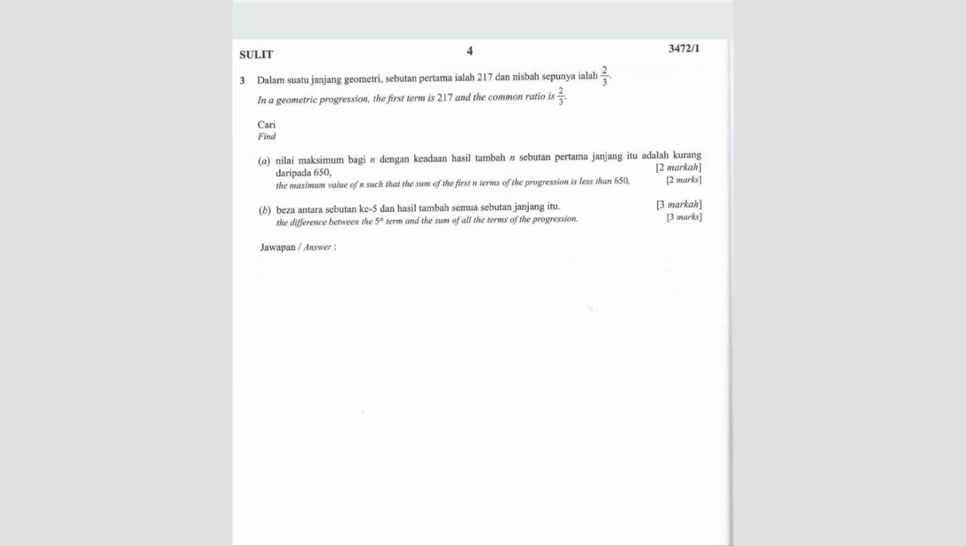In a geometric progression, the first term is 217 and the common ratio is 2/3. So from here we know A is 217 and R is 2/3. Find the maximum value of n such that the sum of the first n terms of the progression is less than 650. So from here we know that the sum of the first n terms, Sn, is less than 650. Then you want to find the maximum value of n.